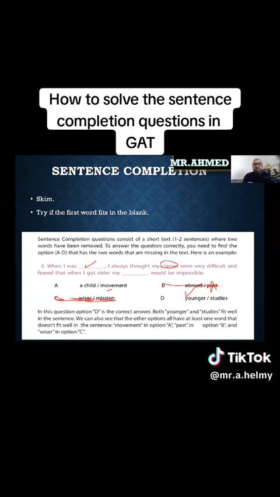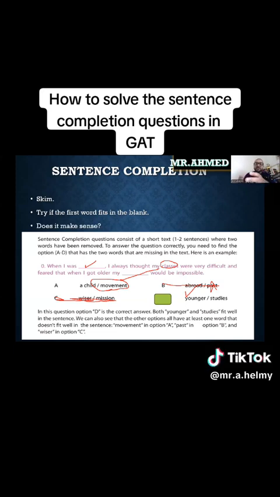Okay, so teacher, why didn't we choose A? Because simply here, he's saying your movement would be impossible, and movement is not related to classes in any way. Plus, your movement when you get older is not going to be impossible unless you are paralyzed or something. So the correct answer here is D.